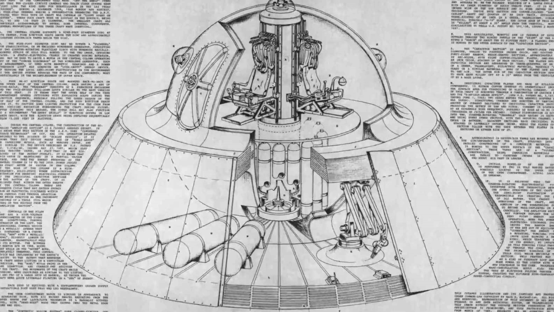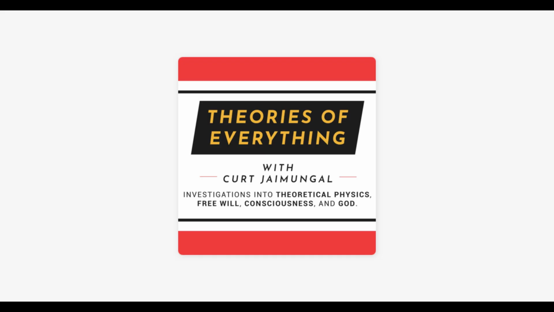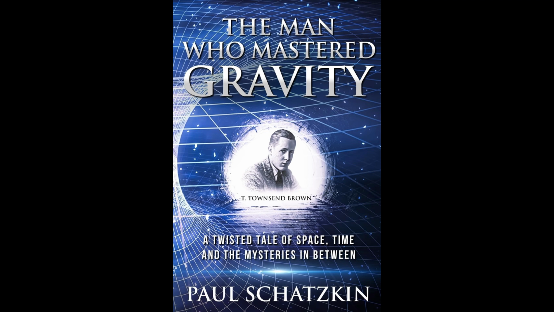Sources and recommendations. I mentioned a lot of sources. I talked about a lot of persons in the last few minutes, but I just want to mention a few more things. And if you look for the sources, just go down in the description. Everything is listed there. So the Theories of Everything channel with Curt Jaimungal is a good source about all of this topic. It's a brilliant channel about physics, UFO stuff, and all about these topics. And yeah, I also want to mention two books. The first one is The Man Who Mastered Gravity by Paul Schatzkin, and it's basically an alleged biography of T. Townsend Brown. And yeah, this is one book.